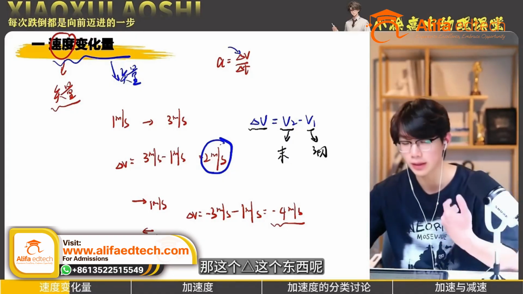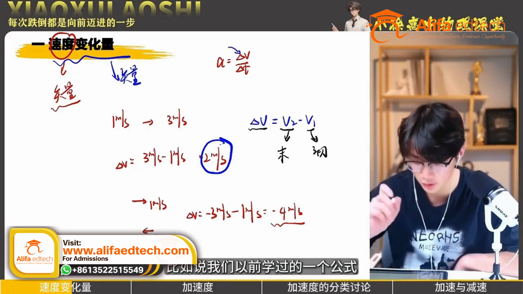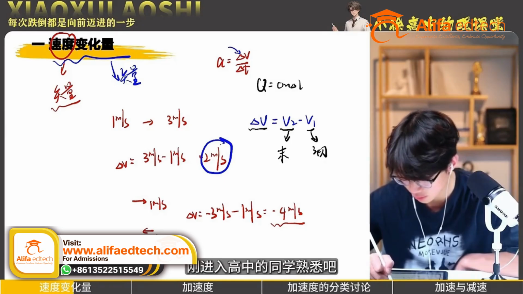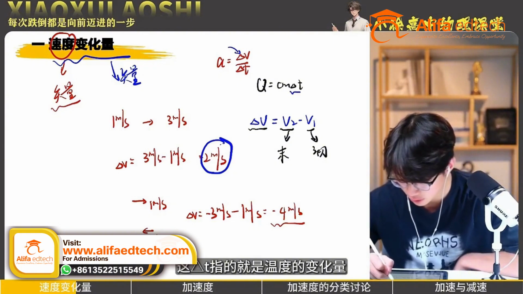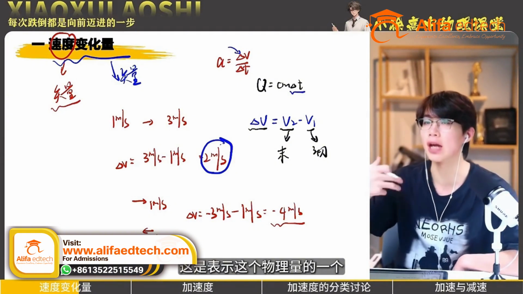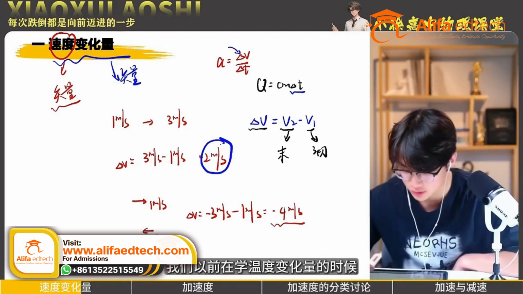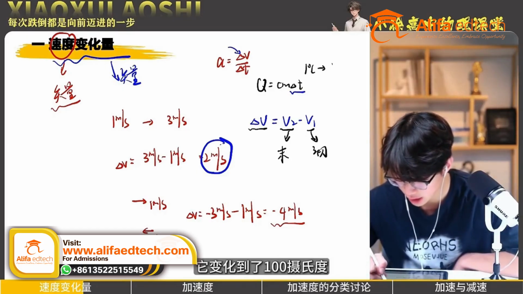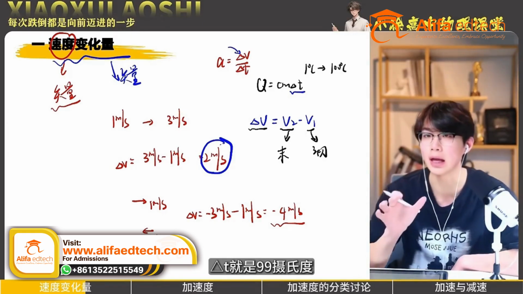Now this delta thing, we actually see it quite often, right? So when do we see delta? For example, a formula we've learned before: Q equals cm delta t. Sound familiar? For those of you just starting high school, it should be familiar, right? What does this delta t mean? This delta t refers to the change in temperature. So delta plus a physical quantity represents the change in that physical quantity. When we were learning about temperature change, we said if it goes from 1 degree Celsius and changes to 100 degrees Celsius, then its change in temperature, delta t, is 99 degrees Celsius.